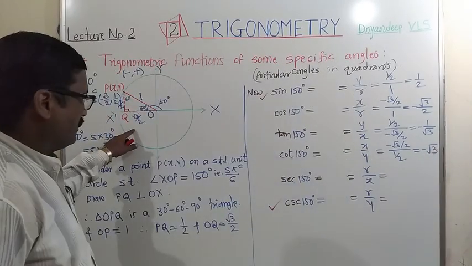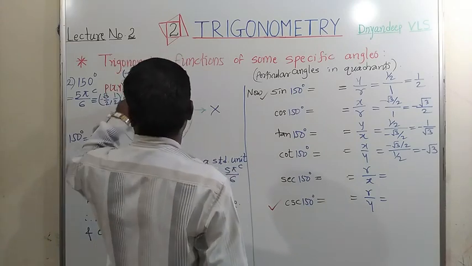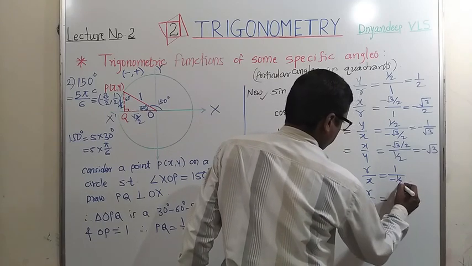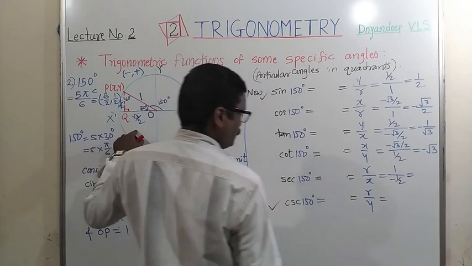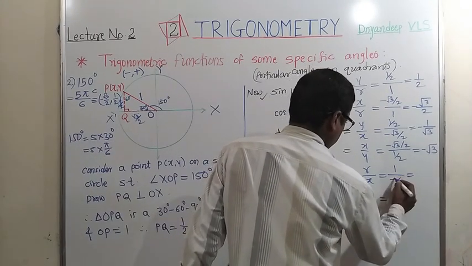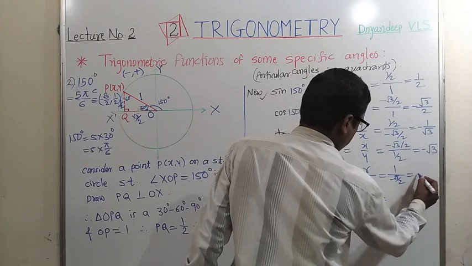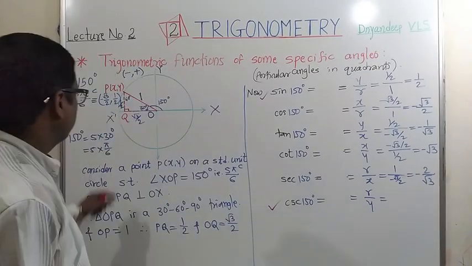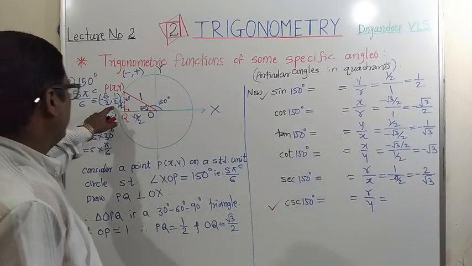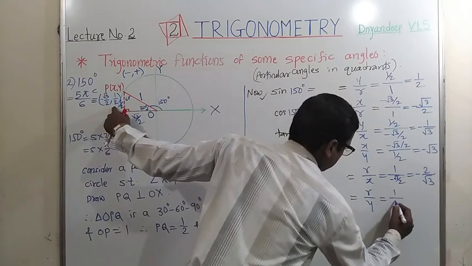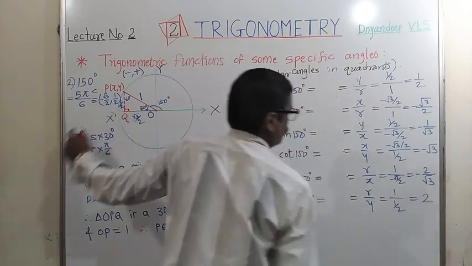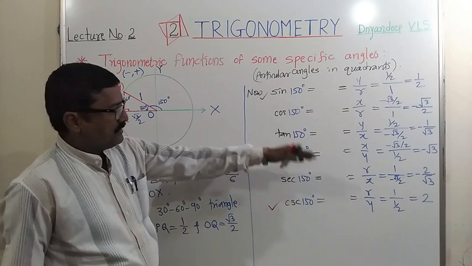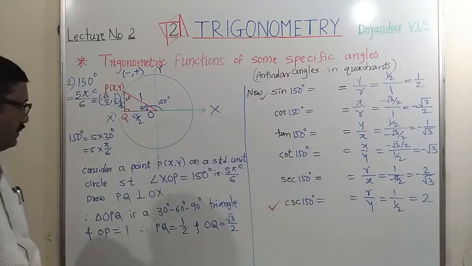Then next, sec 150. Sec is nothing but r upon x. R is 1. Sorry, x is minus root 3 upon 2. So we get this as minus 2 upon root 3. And last one, cosec 150 is equal to r upon y, that is 1 upon a half. So it is equal to 2. So these are the values of these trigonometric ratios for angle 150 degree.